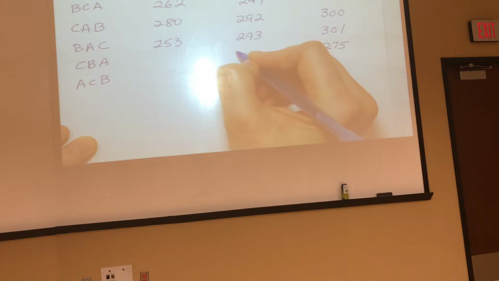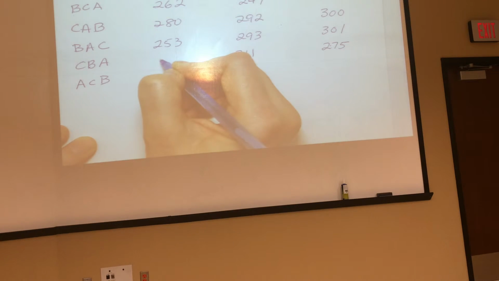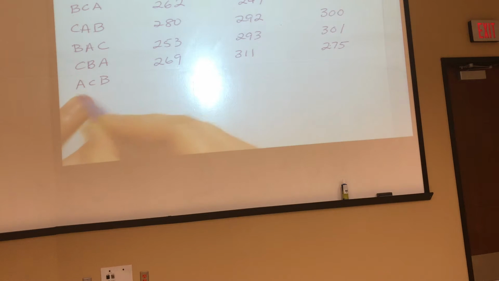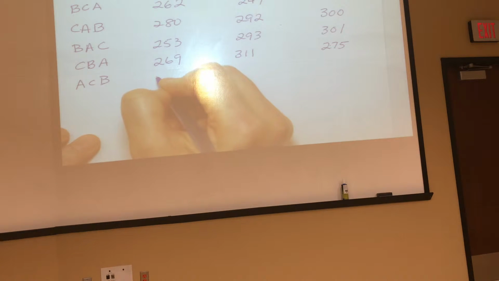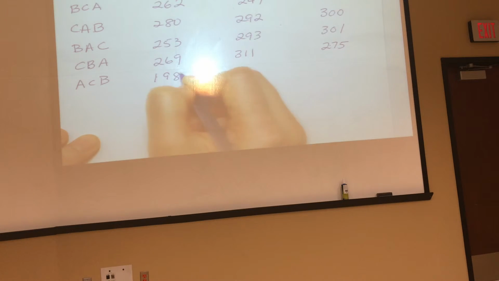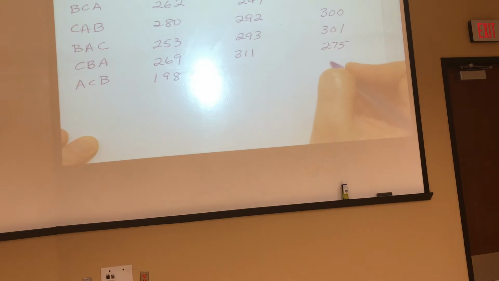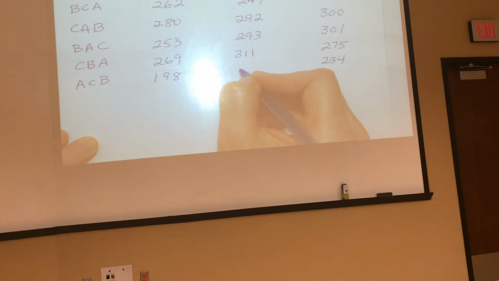Okay, and then B, so what's the next person? 311. And the next person? 269. Okay, and then the last one is ACB, so I'm going to start here. What's person number 16? Okay, and then C is the next one, so what's person 17? Okay, and the last person in the study?